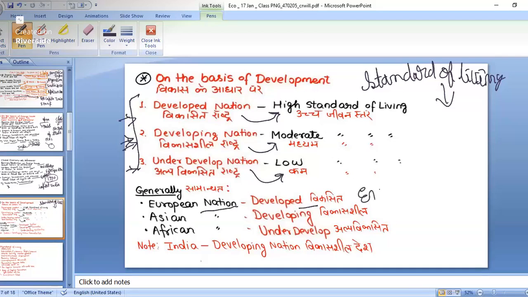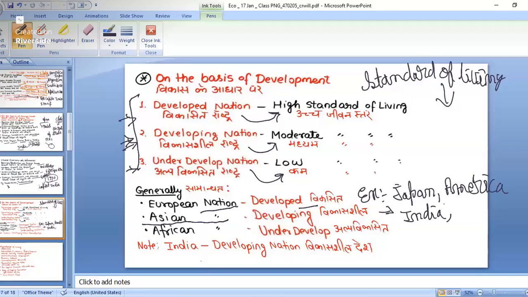Examples also, like Japan from Asia. Japan is there, America is there, Russia is there. All those countries are developed nations. And in the developing countries, we see Asian nations, like the lower middle income countries such as India and our neighborhood. Most of our neighborhood countries are developing nations. Then some countries are underdeveloped, mostly African countries. Our country, India, is a developing nation. So remember this.